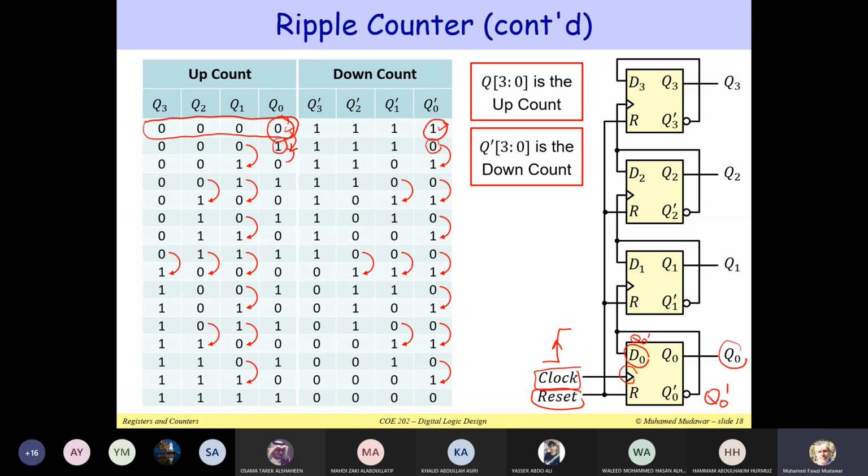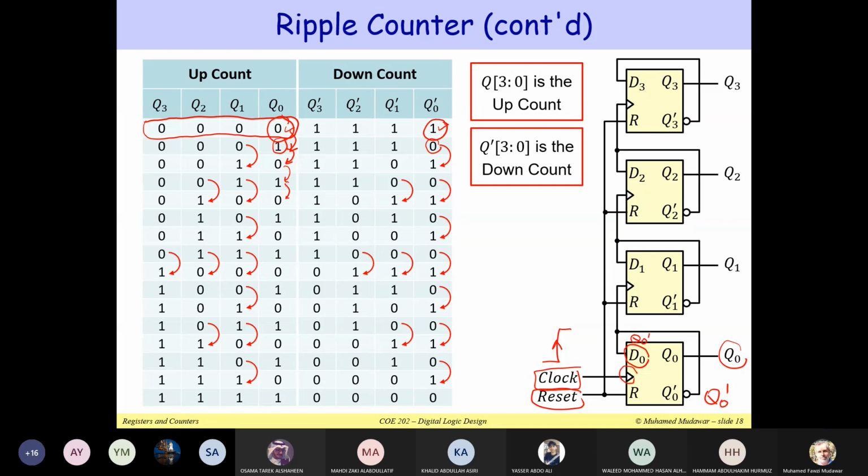Next cycle, we are going to change it from 1 to 0, then to 1, then to 0. So this is for the least significant bit: 0, 1, 0, 1, 0, 1. Cycle by cycle, we are inverting the output Q0. And the trick is simple. Connect the Q0 prime back to D0.